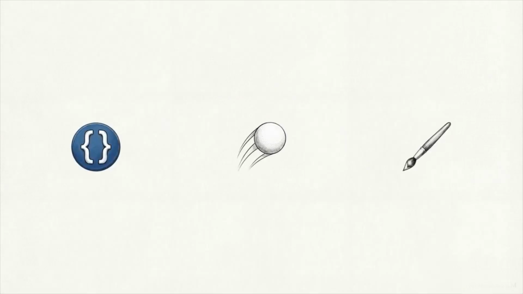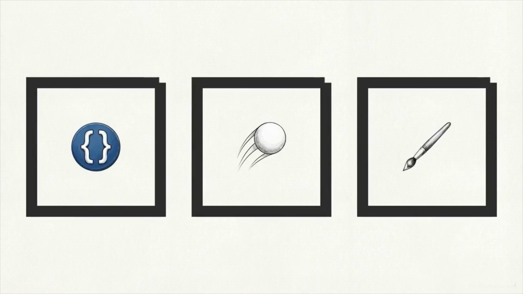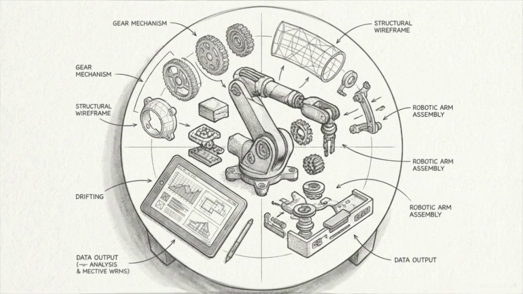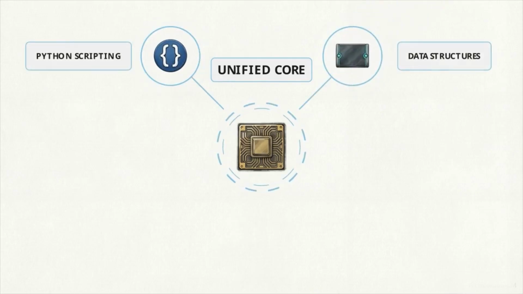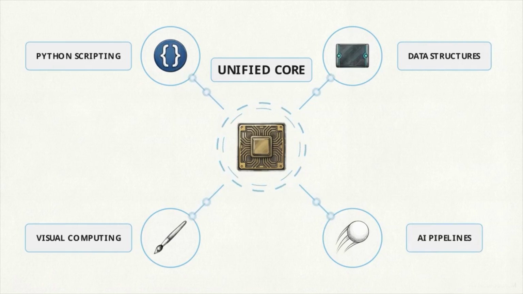The traditional method relies on teaching programming, physical simulation, and graphics in completely isolated, siloed software ecosystems. By utilizing Blender, institutions gain a unified, open source computational lab. It offers simultaneous skill development. Students learn Python scripting, data structures, visual computing, and AI pipeline management, all within a single environment.